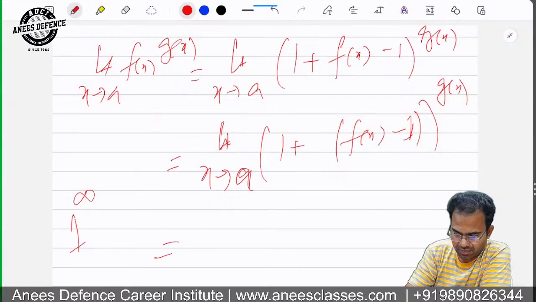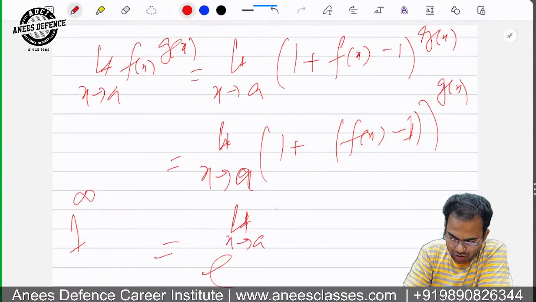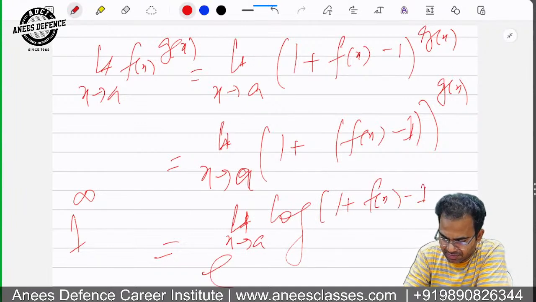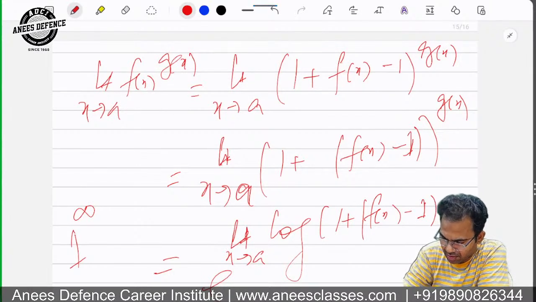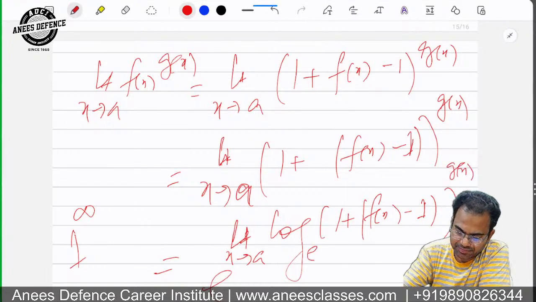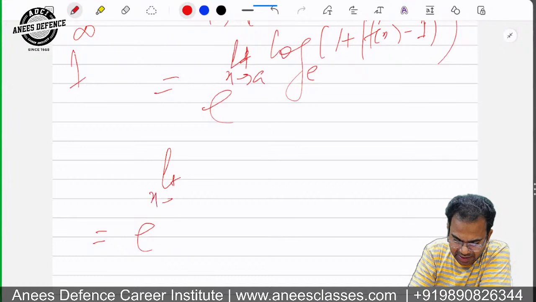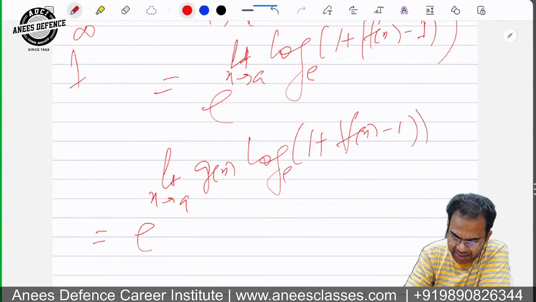So it will be e to the power limit x tends to a of log of 1 plus f of x minus 1, whole to the power g of x, to the base e. It will be limit x tends to a of g of x log of 1 plus f of x minus 1, to the base e.